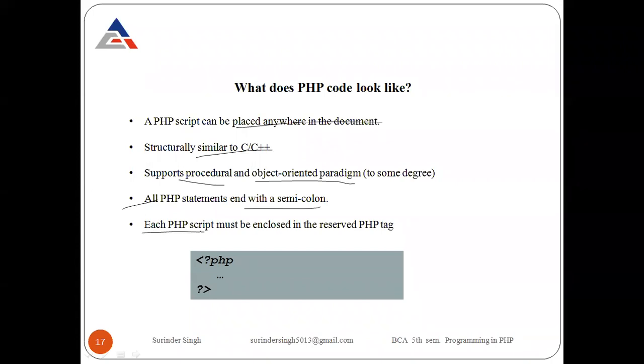And each PHP script, the PHP code, must be enclosed in a reserved PHP tag. For writing PHP code, we have an opening and a closing PHP tag, or we can say a starting tag and an ending tag. For the opening tag, we use an opening angular bracket, question mark, and then the php tag. For closing, we have a question mark and then the closing angular bracket.